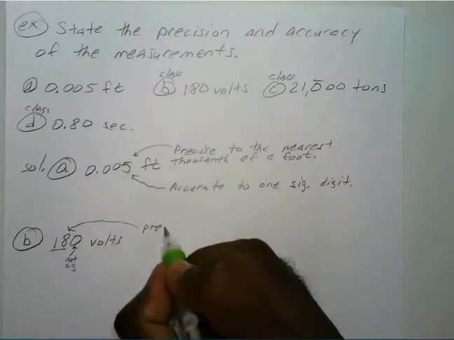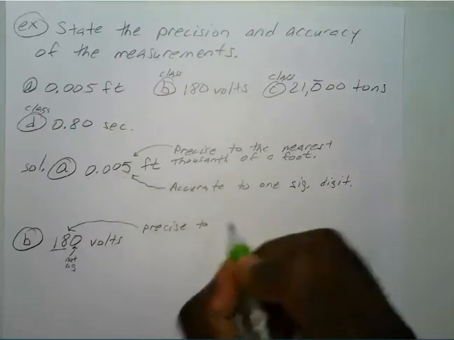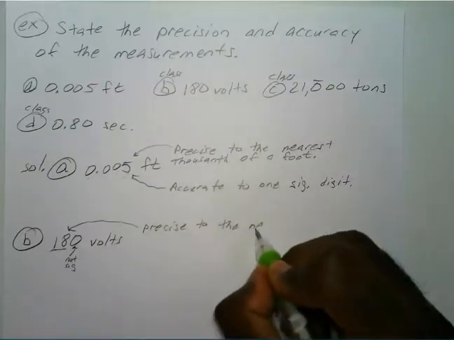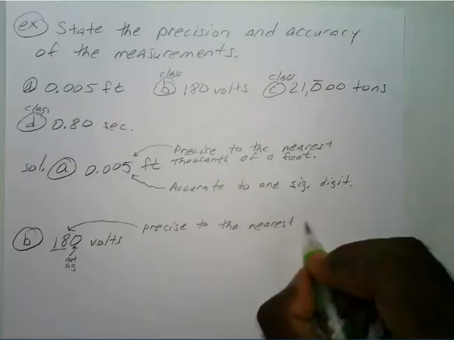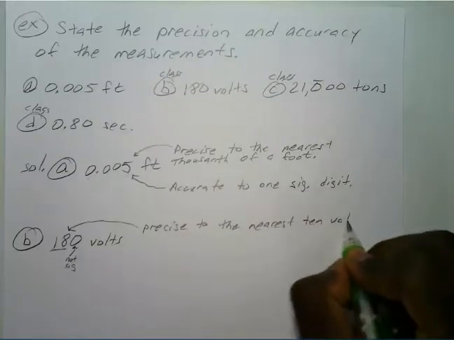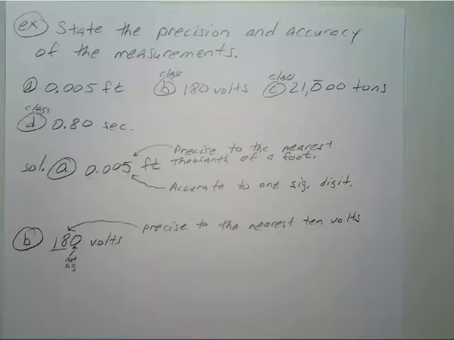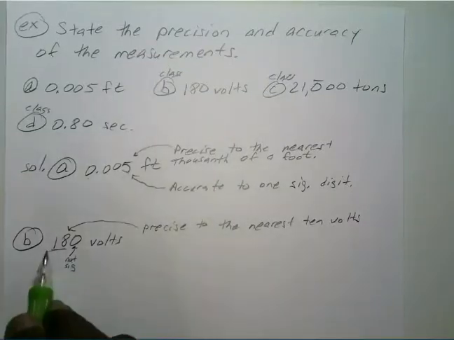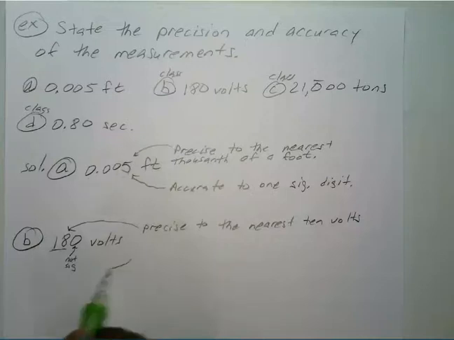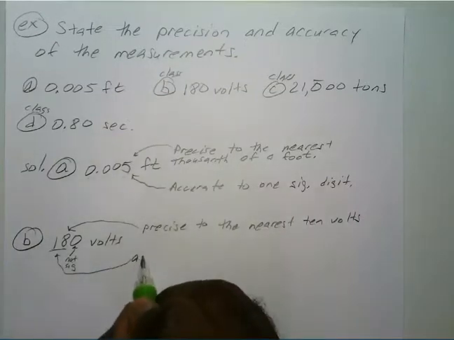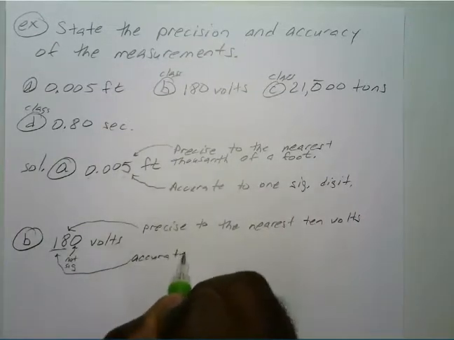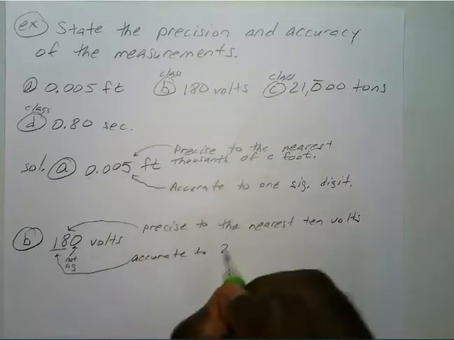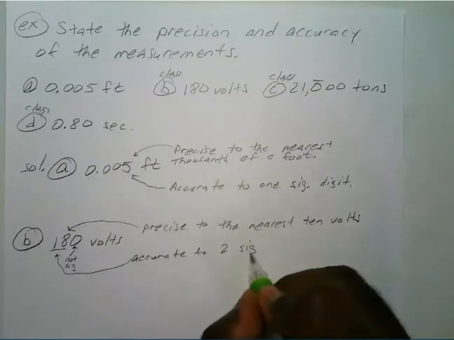So this is precise to the nearest 10 volts. And since we only have the two significant digits, accurate to two significant digits.